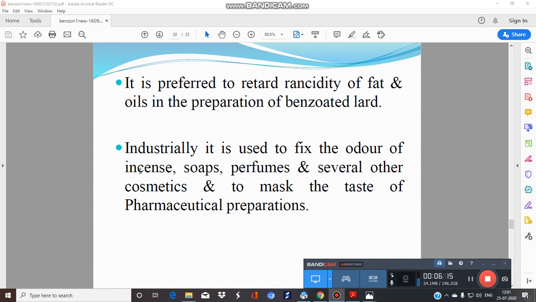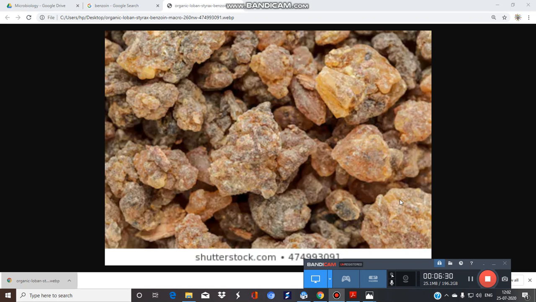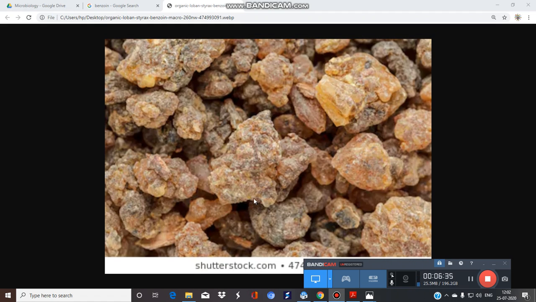It has industrial applications also. It is widely used in industry to fix the odor of incense, soaps, perfumes, and several cosmetics. It is also used to mask the taste of pharmaceutical preparations. That's why this is a very economically important plant. So that is all about benzoin. See you in the next lecture.